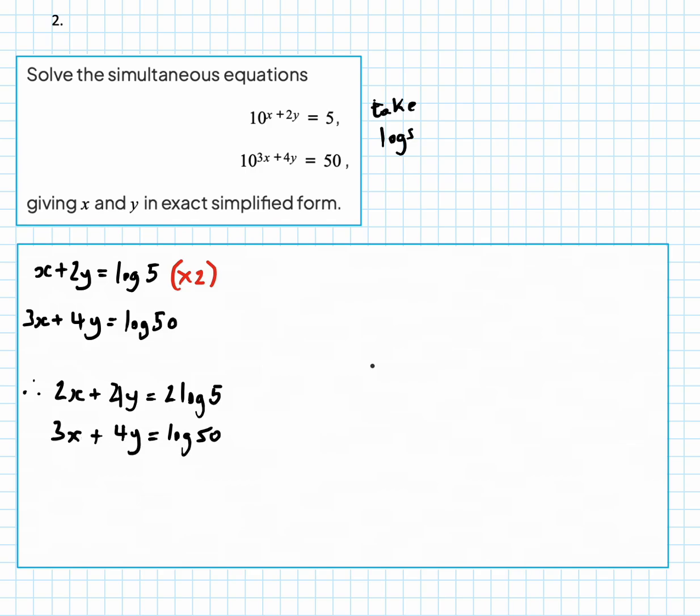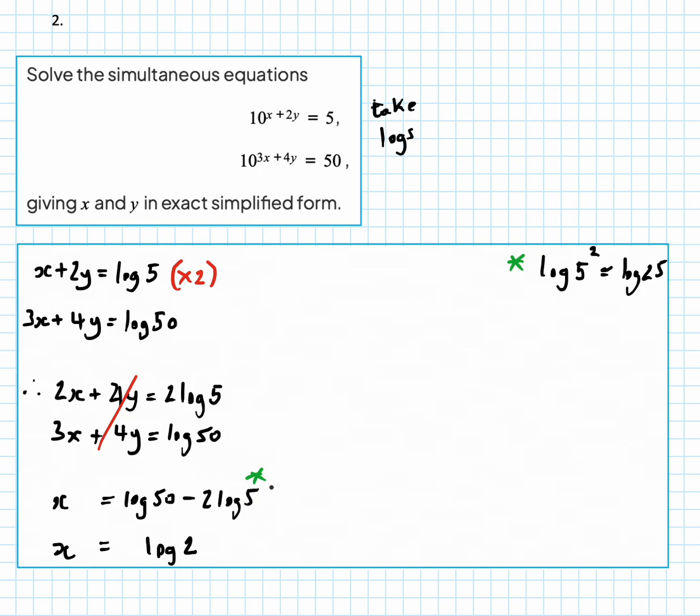Same sign, subtract, you'll end up with x is equal to log 50 minus 2 log 5. Now, our 2 log 5, we're using a power law again. You'll end up with log 5 to the power of 2. I'm just going to do that on the other side of the board. So log 5 squared is 25. So again, log 50 minus log 25. Remember your division rule. So 50 divided by 25 is log 2.